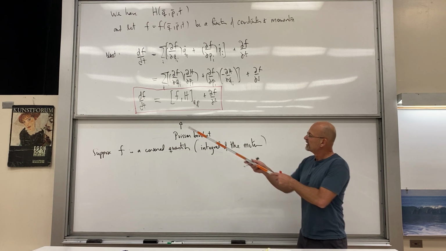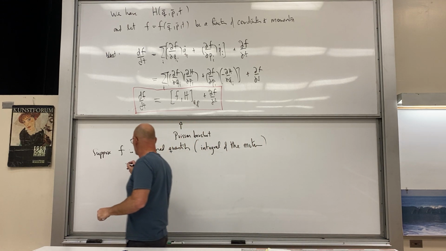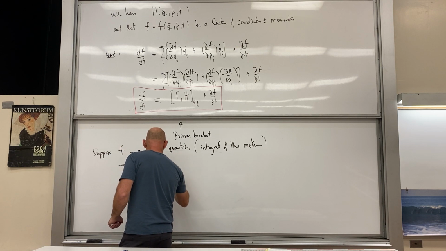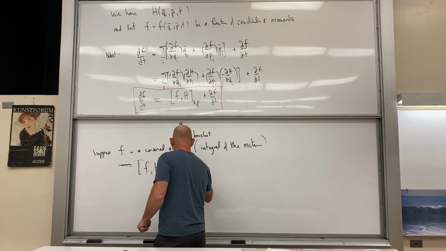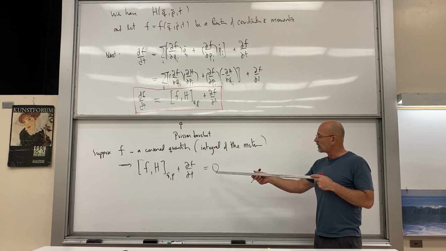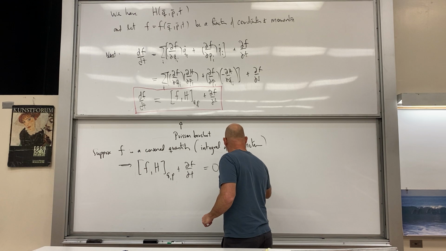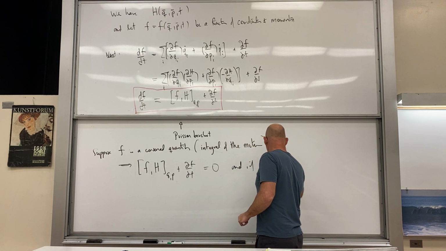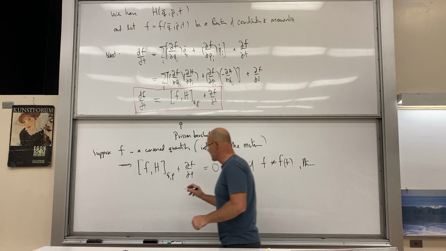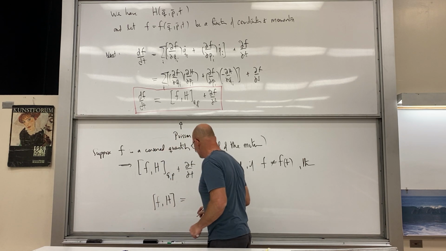So if that's the case, then we've got a zero here, right? And then we would have the Poisson bracket of F and H with respect to q, p, plus partial F with respect to t, is equal to 0. And in the important case where F is not explicitly a function of t, then we just have this Poisson bracket equal to 0.